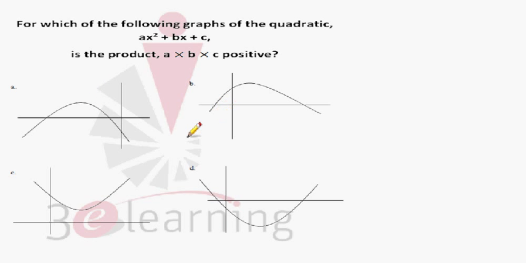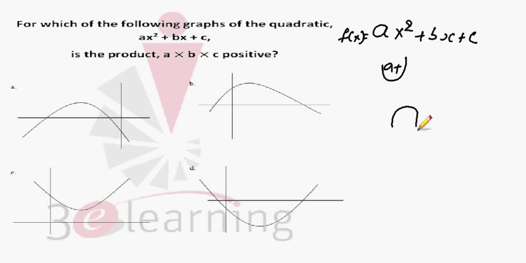For the given four graphs of ax square plus bx plus c, we have to find in which graph a into b into c is positive. For solving this, we just use the basic property. In any graph ax square plus bx plus c, this is a function f(x). The graph of f(x) is upward when a is positive. The graph of f(x) is downward when a is negative. Okay, so we use this property in all four.